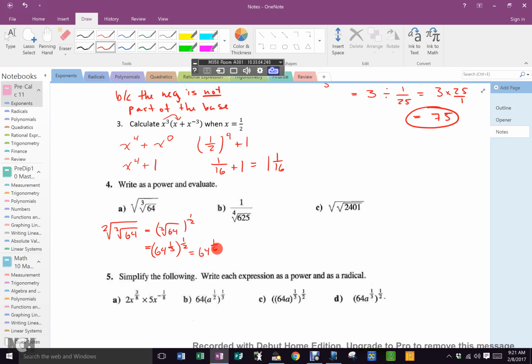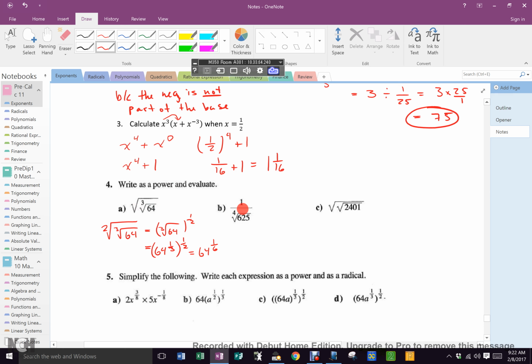Kelvin. Of course you could. But it also said to write as a power. Right? So if the question is just to calculate it, you do what Kelvin just said. Well, isn't the cubed root of 64 4? Yeah. And then the square root of 4 is 2. Okay?